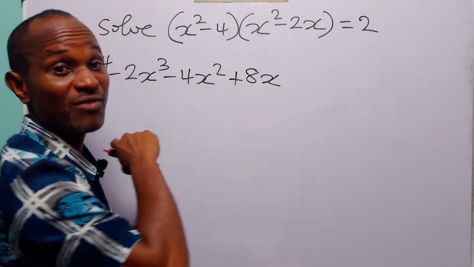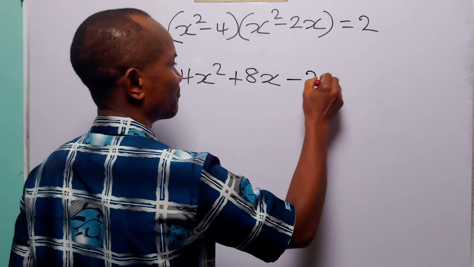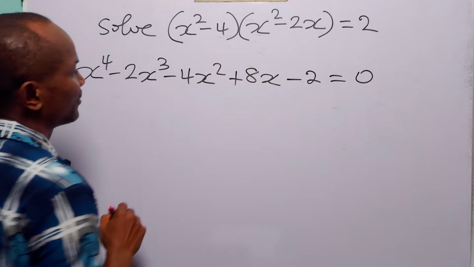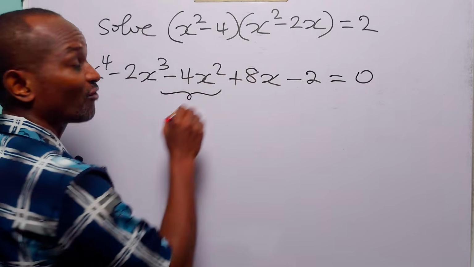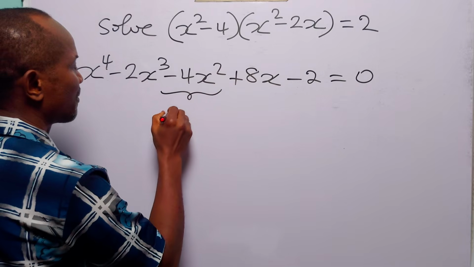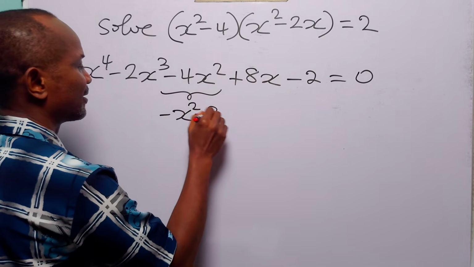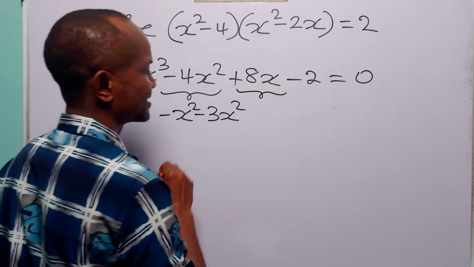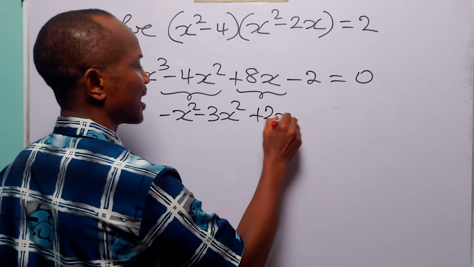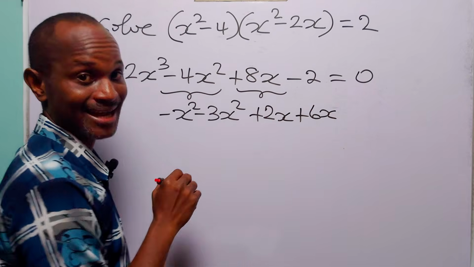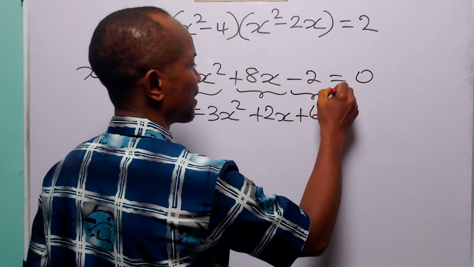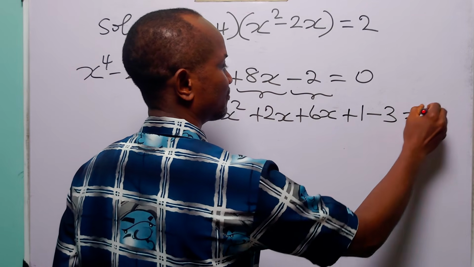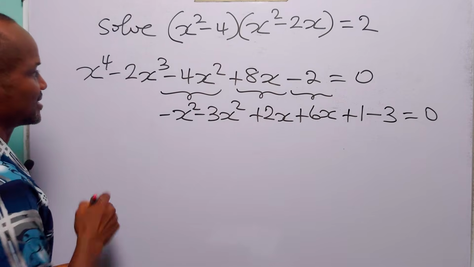Now let us move 2 over to the left hand side. When we do that, we have minus 2, and now we are left with 0 on the right hand side. Now the next thing we are going to do is break minus 4x squared into minus x squared minus 3x squared. We are going to break 8x into plus 2x plus 6x. And finally, we are going to break minus 2 into 1 minus 3. And of course, we still have 0 on the right hand side.